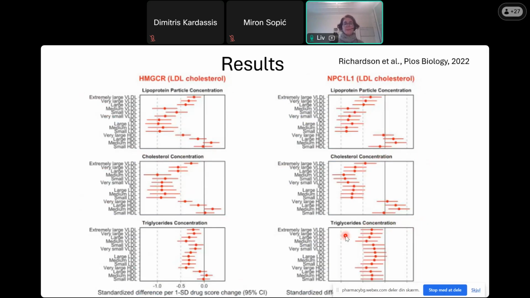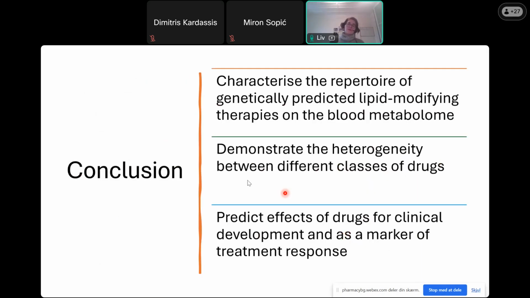All right, so they conclude that they can characterize the repertoire of genetically predicted lipid modifying therapies on the blood metabolome. They can demonstrate heterogeneity between the different classes of drugs, and they can predict effects of drugs for clinical development as a marker of treatment response.